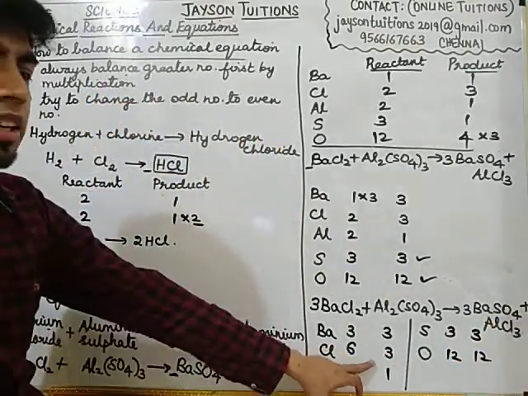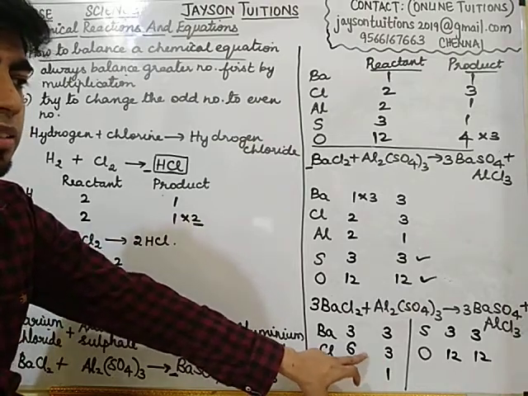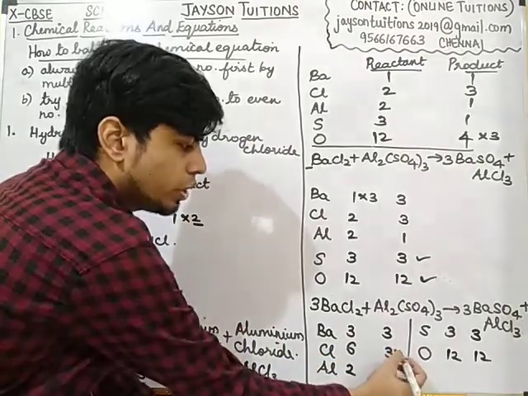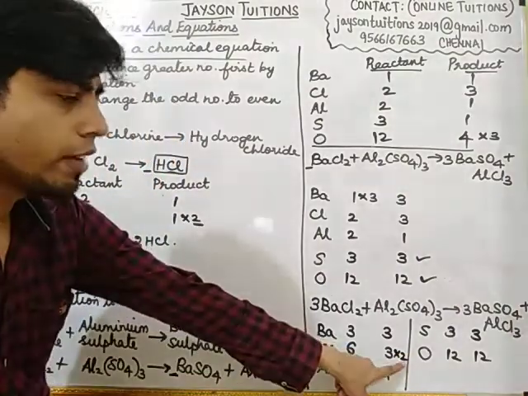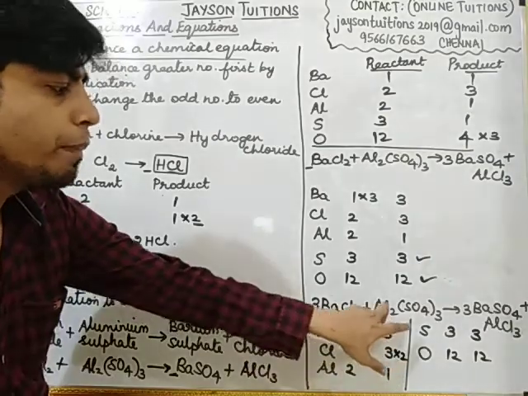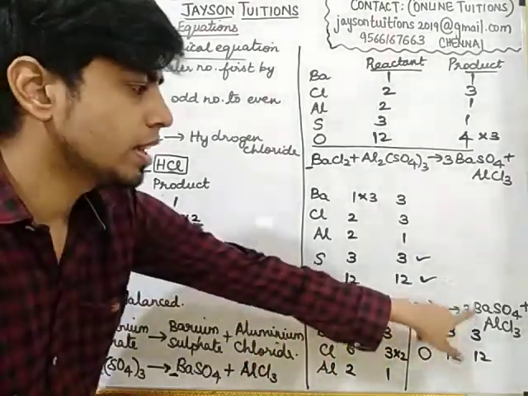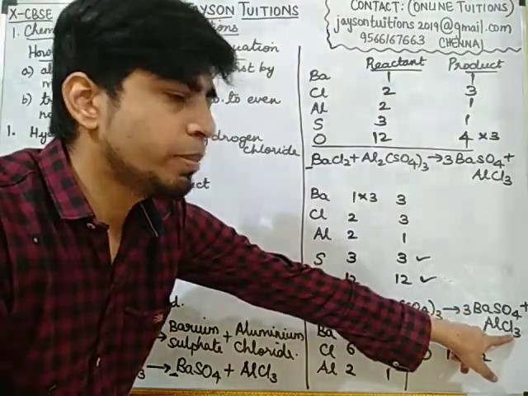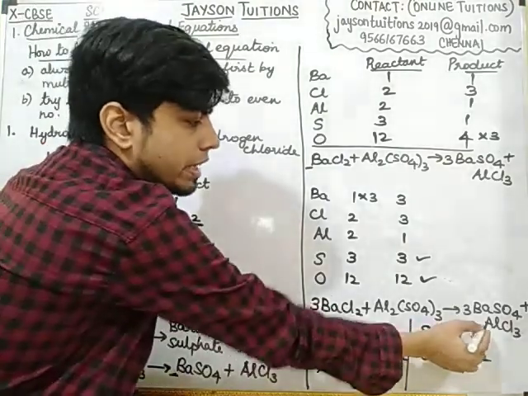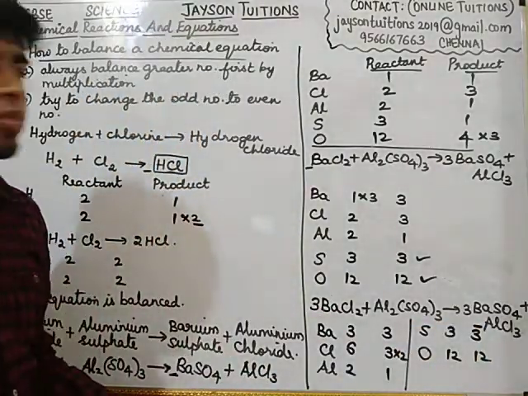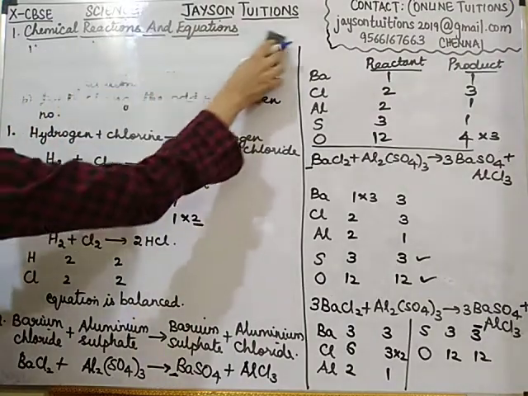So next, where is the greater number present? In chlorine. Can I multiply and balance this? Yes. So 3 twos are 6 I will get. Okay. So where do I have to put this 2? On the product side. Product side where chlorine is present. So these are the products where chlorine is present. So before this AlCl3 I should write this number 2. Okay. So what will I be getting?